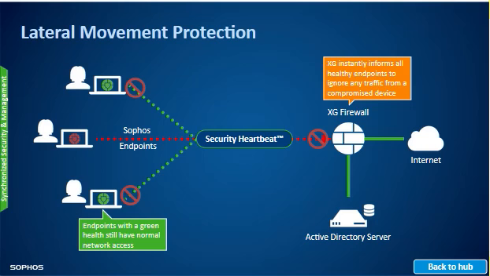With lateral movement protection, all healthy endpoints are automatically told to ignore any traffic coming from an unhealthy endpoint, effectively isolating them completely until they can be cleaned up. Once cleaned up, its security heartbeat status will return to green and connectivity with other systems on the network will be automatically restored.